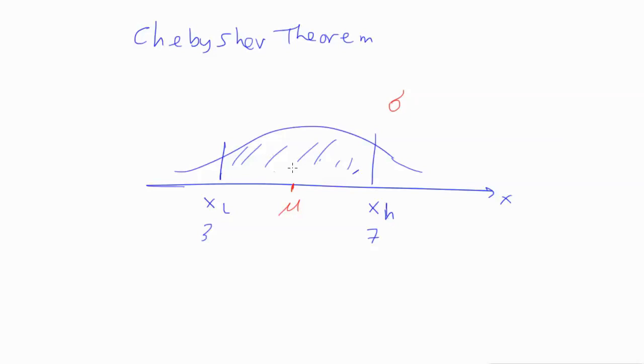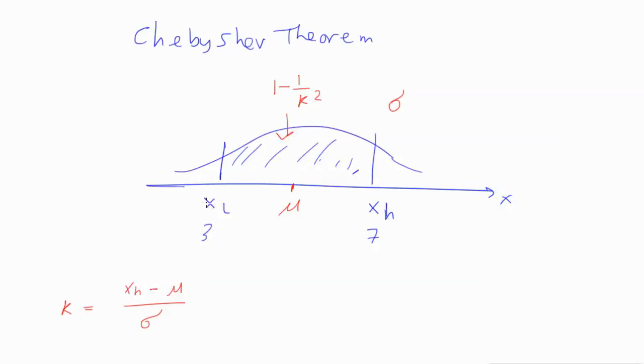How much is this amount? He said this amount, in fact, is 1 minus 1 over k squared. Okay, so what is k? k, in fact, is equal to the high value minus the mean divided by the standard deviation. So we just use this value here and the mean and the standard deviation.